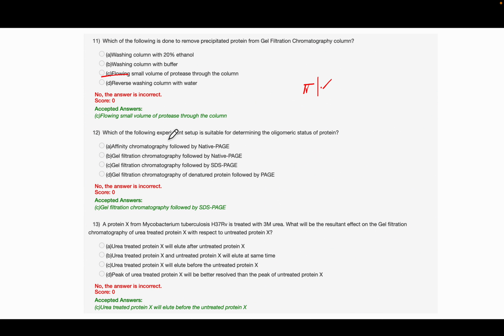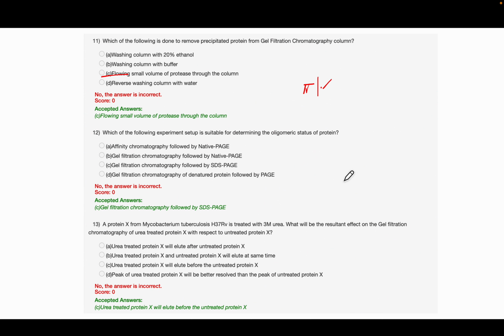Which of the following experiment setups is suitable for determining the oligomeric status of protein? Options are affinity chromatography followed by native PAGE, gel filtration chromatography followed by native PAGE, gel filtration chromatography followed by SDS PAGE, gel filtration chromatography of denatured protein followed by PAGE. If you are doing gel filtration chromatography at the non-denaturing stage, at the normal stage, you will be able to know the oligomeric state.